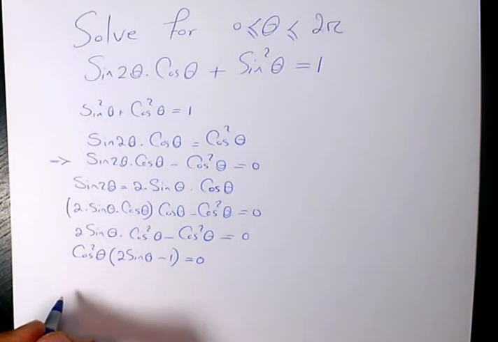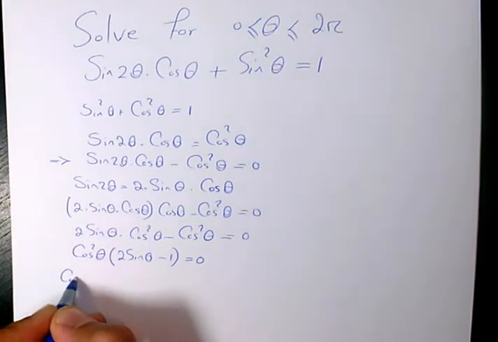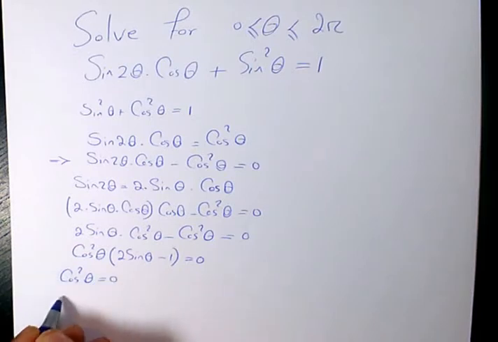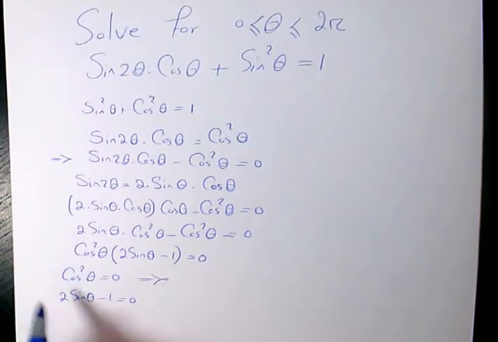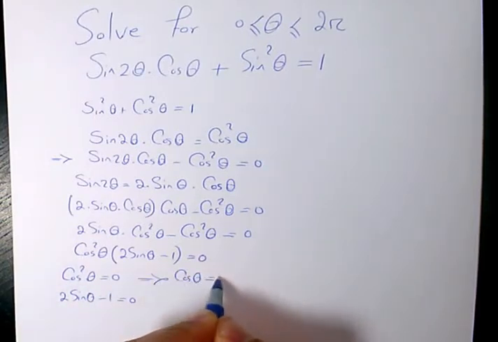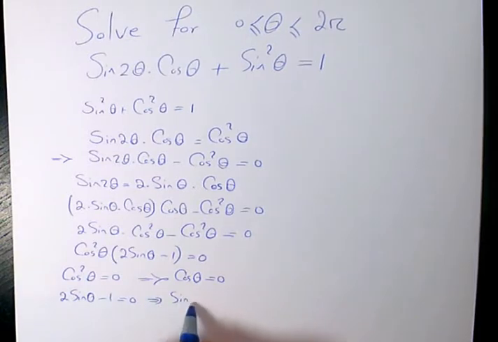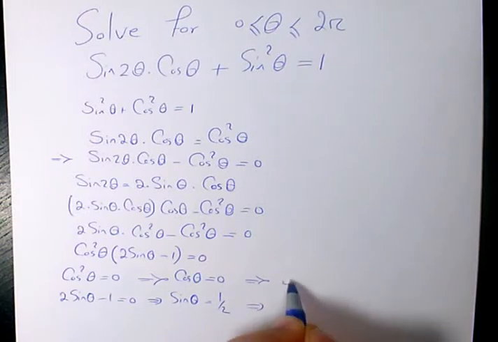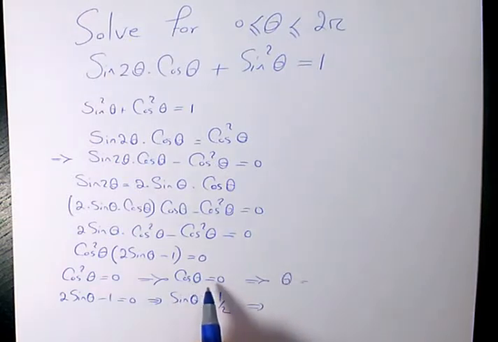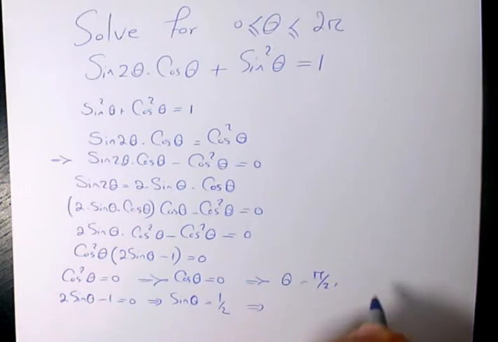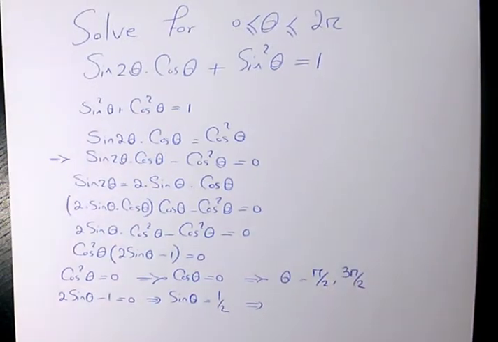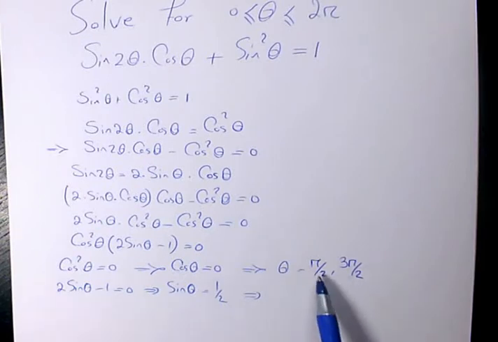So we have two scenarios. One scenario is cosine squared theta equals 0. And one scenario is 2 sine theta minus 1 equals 0. The first case is just cosine theta equals 0, and in the second case sine theta will be equal to 1 over 2, because we move the 1 over here and divide by 2. Now what kind of theta value is going to make cosine theta equal to 0? We have pi over 2 and we have 3 pi over 2. So these two values for theta make cosine theta equal to 0.